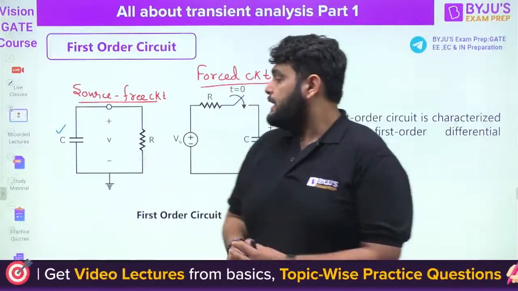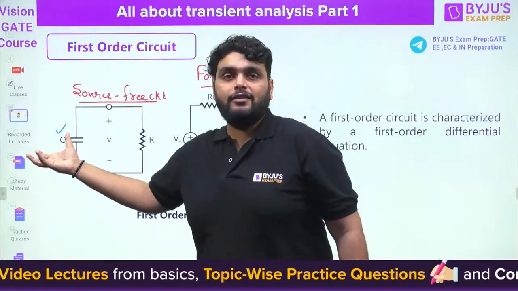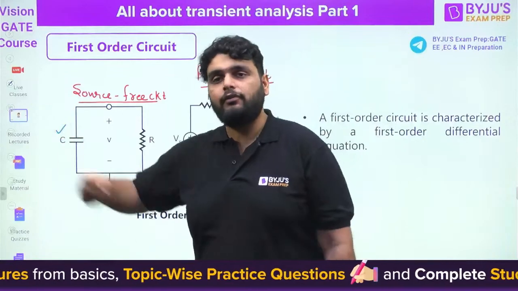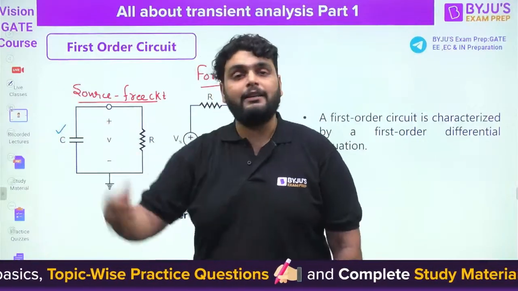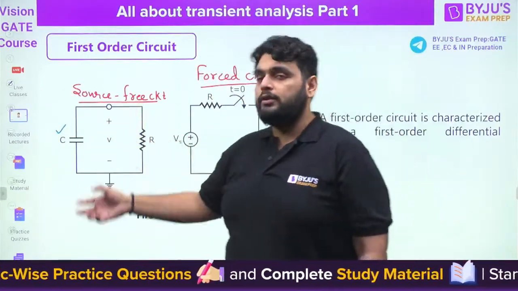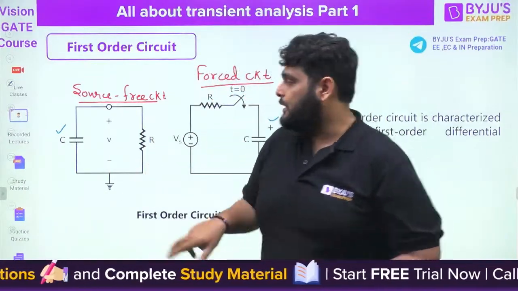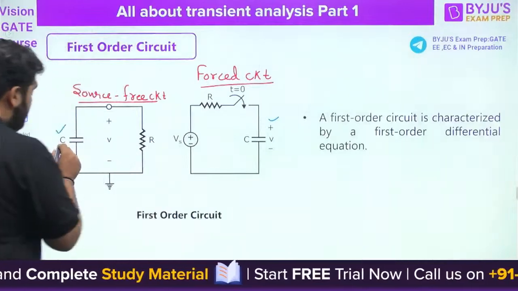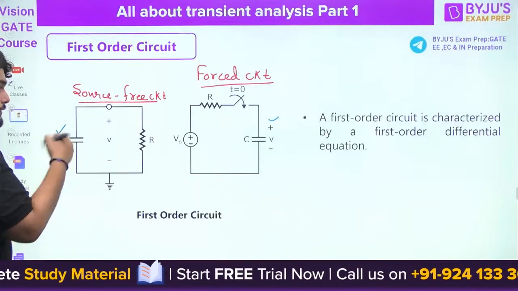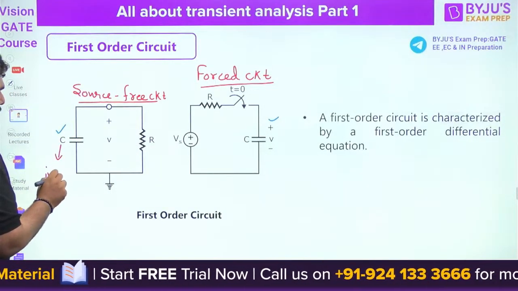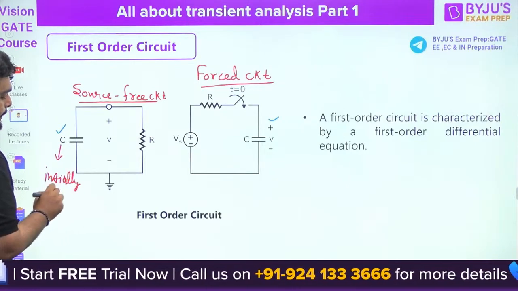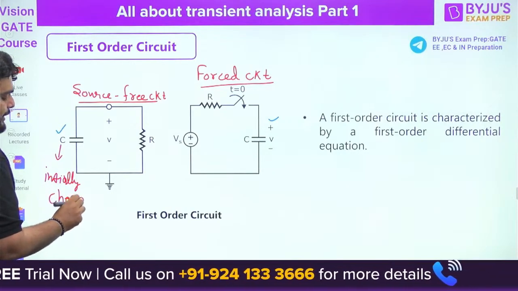Source free circuit means that this capacitor, which is an energy storage element, will be charged. This will provide the energy to the remaining network. Otherwise, if there is no source and the capacitor is not charged, how will the energy be supplied? It means in a source free circuit, this capacitor is always initially charged.